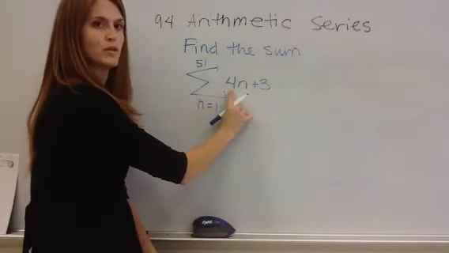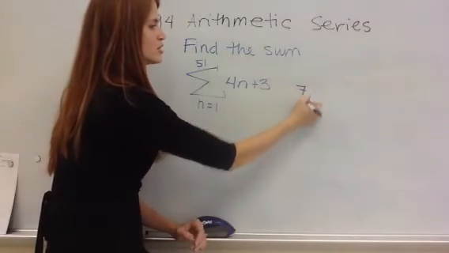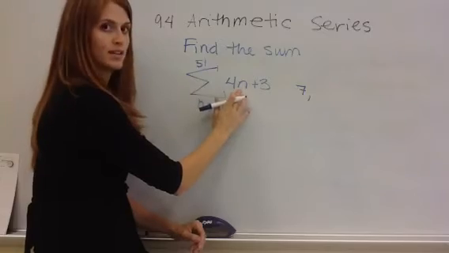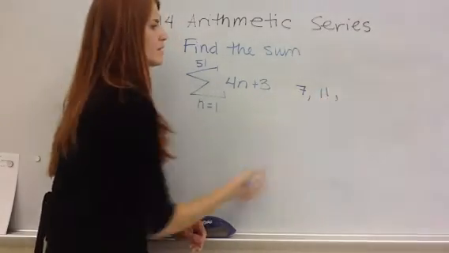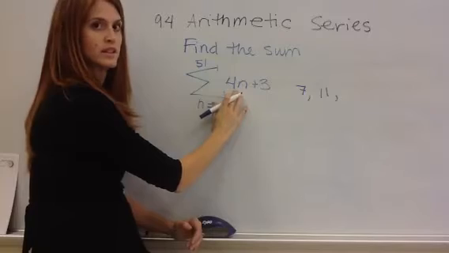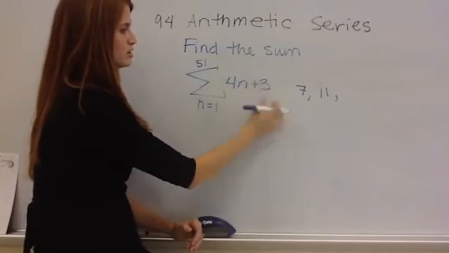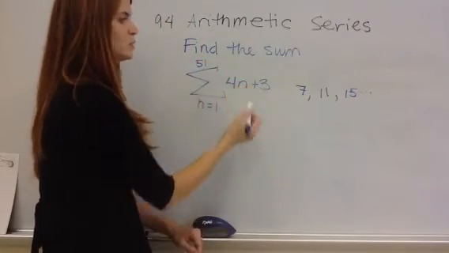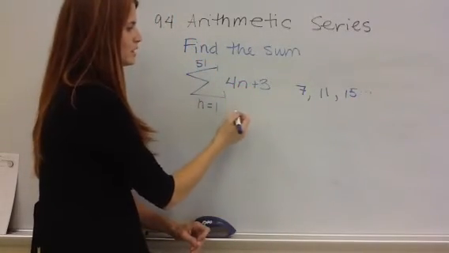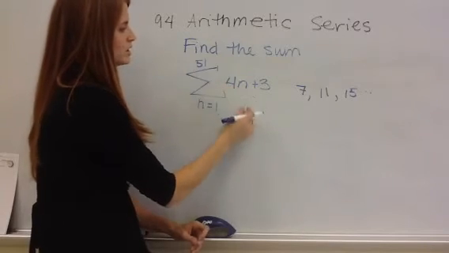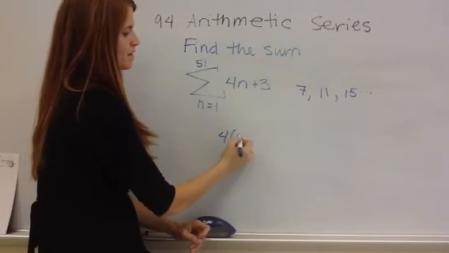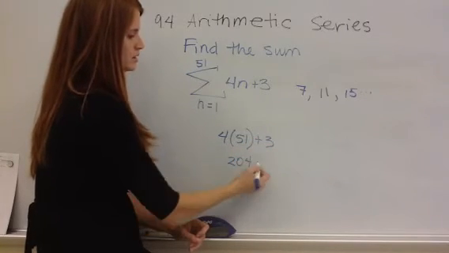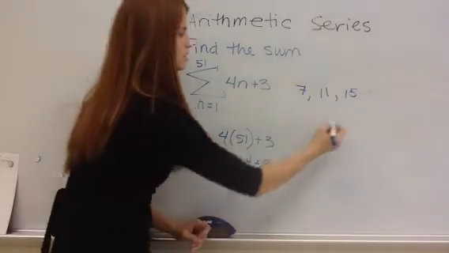1 times 4 is going to give me 4, plus 3 will get me 7. So my first term is 7. The next term I'm going to plug in a 2. It's going to give me 8 and 11. If I plug in a 3, I'm going to get 12 plus 3, which is 15, all the way until I plug in a 51. When I plug in a 51 here, 51 times 4, this is going to give me 204 plus 3, so 207.